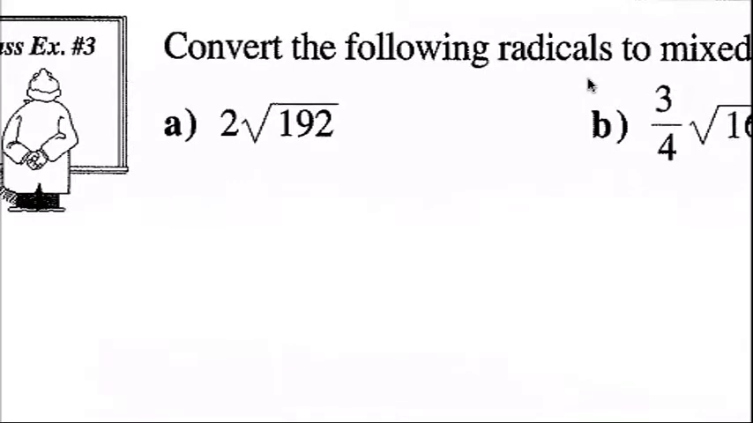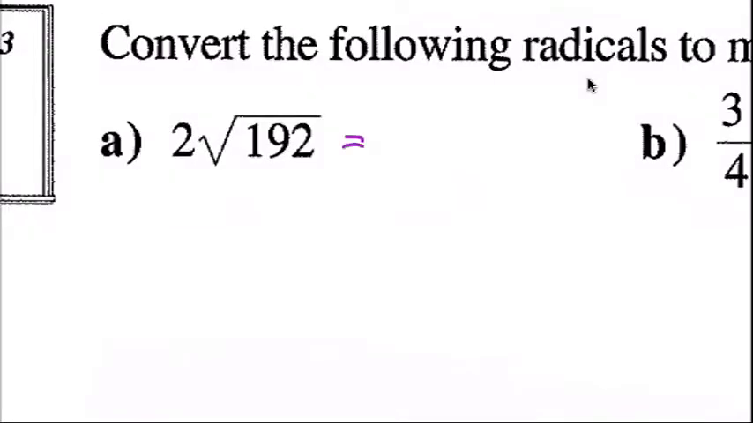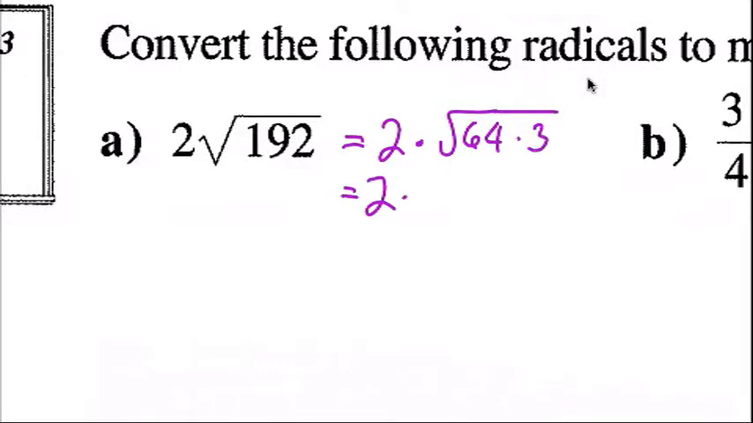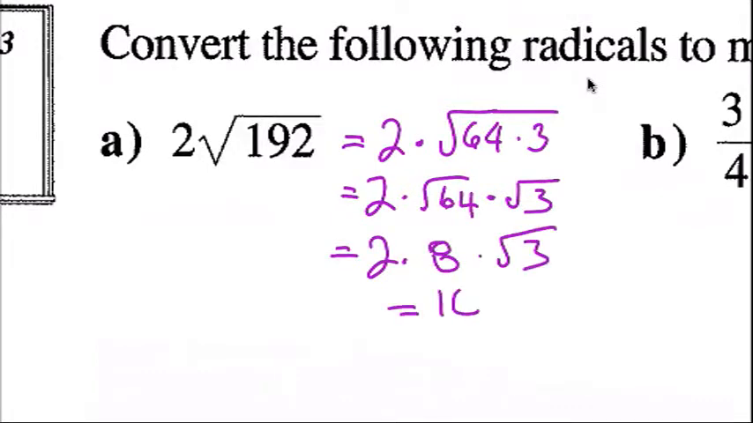So we look at 192, and I know that 192 is 64 times 3. So this is the same as 2 times the square root of 64 times 3, which is 2 times the square root of 64 times the square root of 3, which is 2 times 8 times the square root of 3, or 16 square root 3. And again, you can do this by prime factorization. You'd prime factorize the 192, you'd end up with 8 square root 3, and then you'd multiply the 8 by 2.